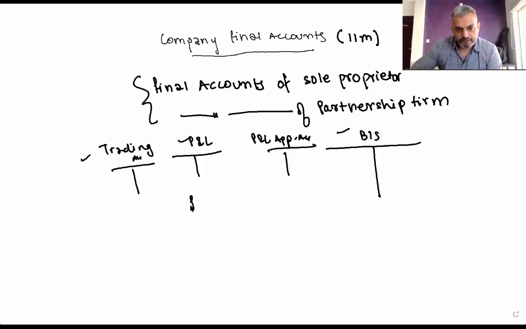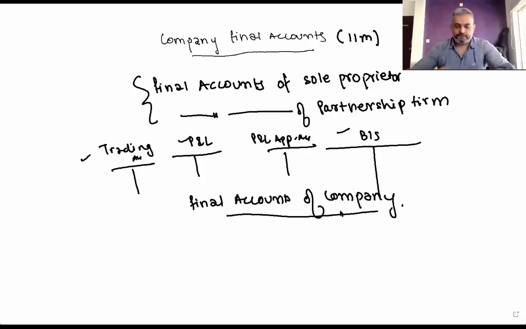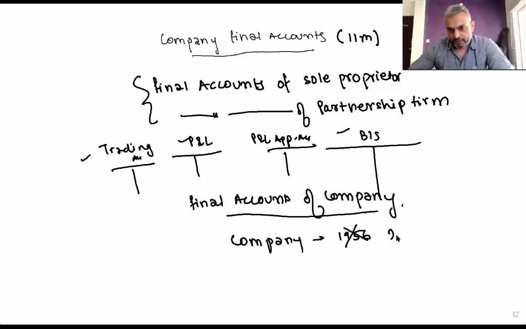Now, when we go for final accounts of company, what is so different over here? See, first let's understand what is a company. A company is a company as defined or as incorporated under Companies Act. Earlier it was 1956, but now we have the new Companies Act for the year 2013. Because it's a company registered under the Indian Companies Act, we have to follow the rules and the regulations as given in the Indian Companies Act 2013.